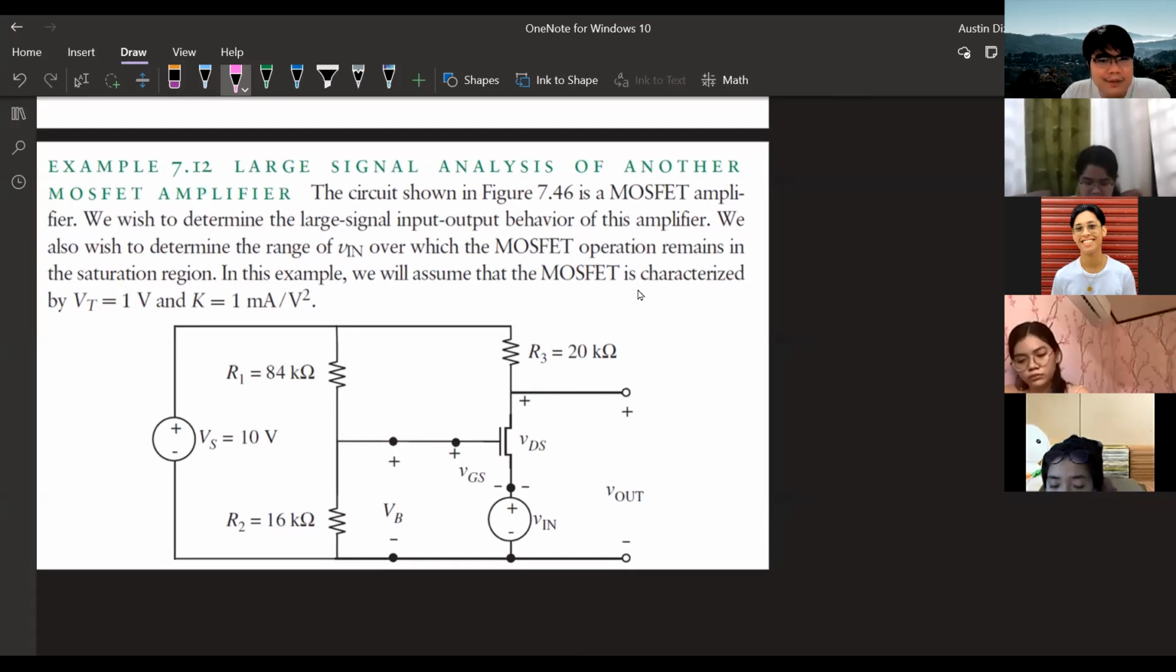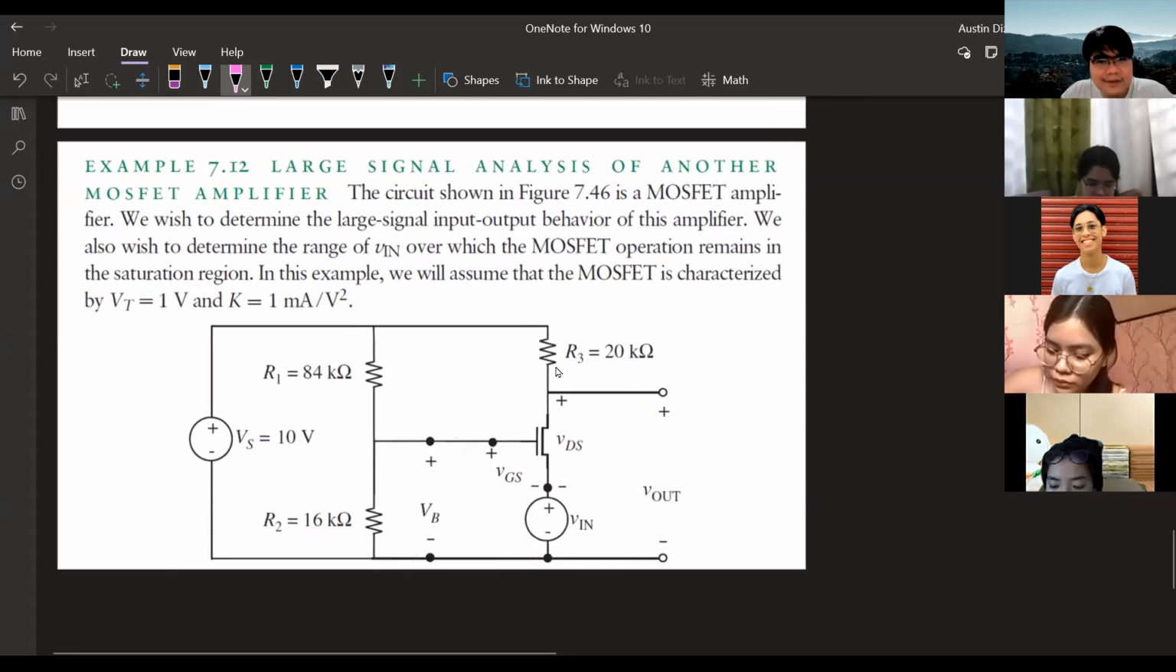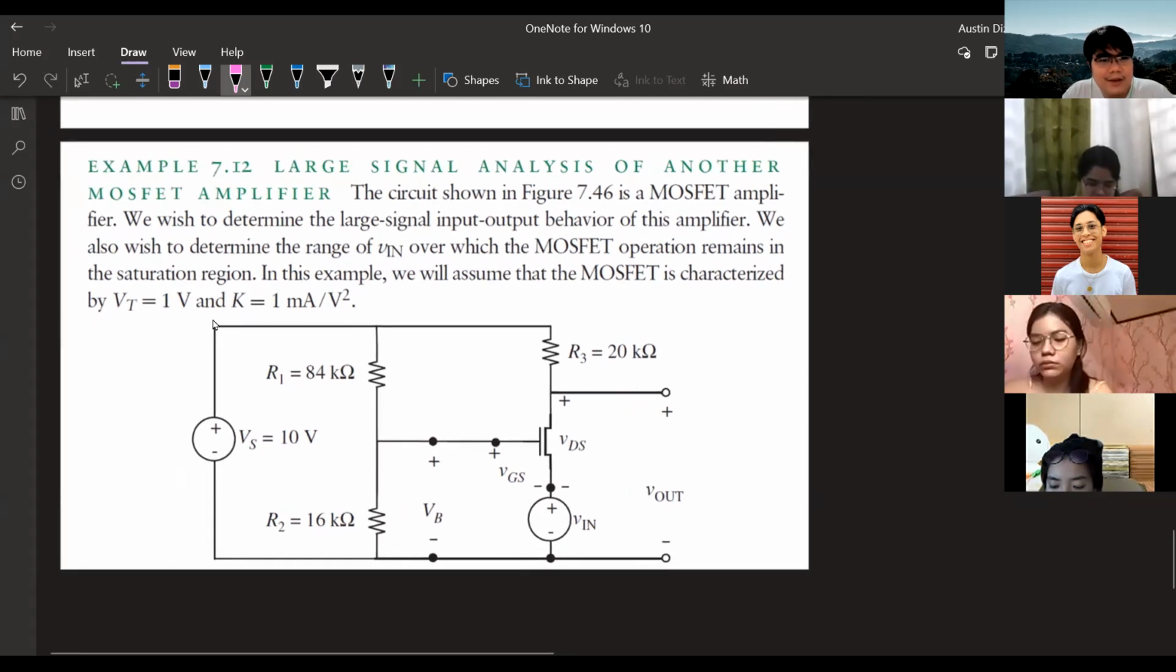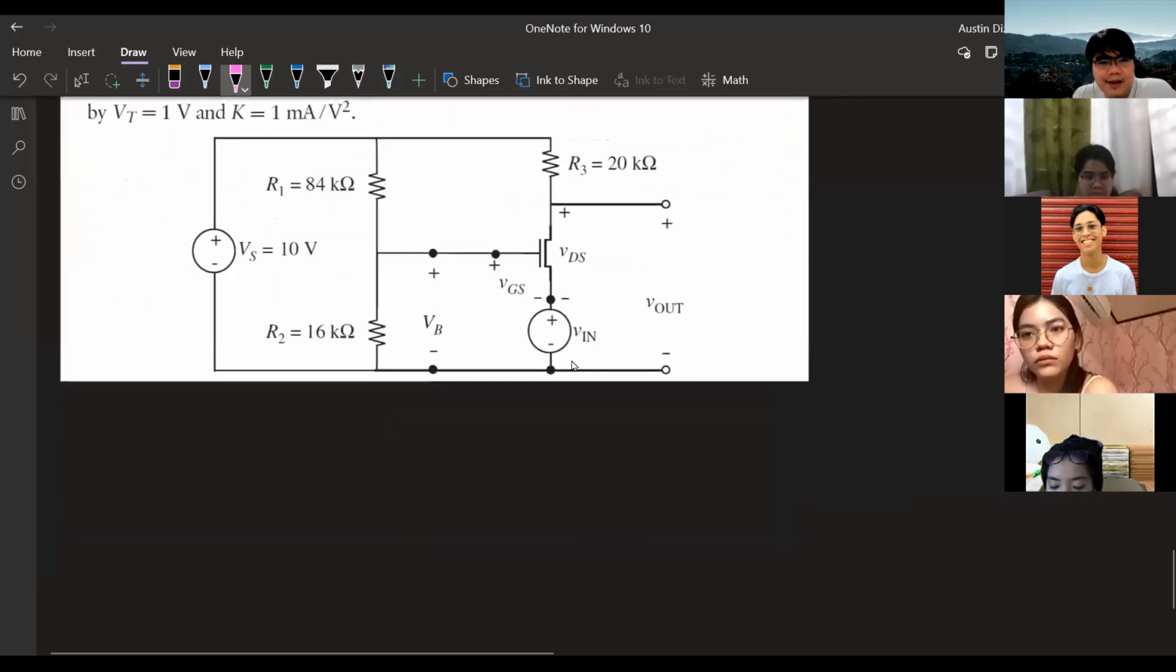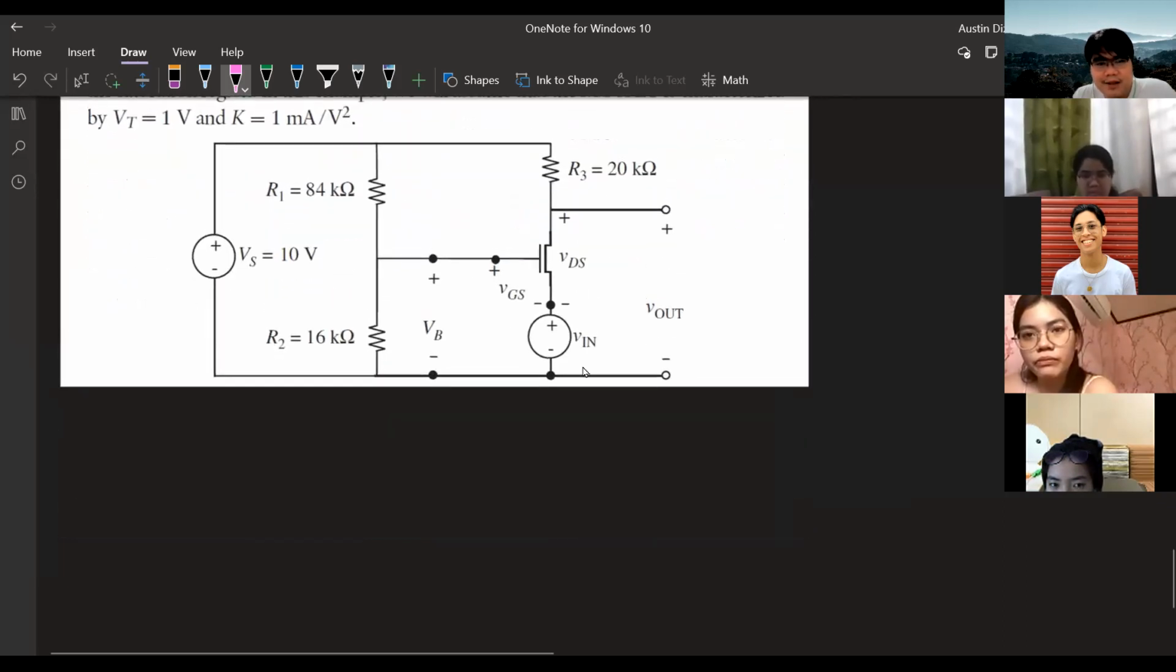So yung mga example sa libro, puro ganito. You're just gonna check if it is in the triode region or in the saturation region. Kasi yung mathematical part niya napakadali lang, di ba? Walang bago. Okay, so given this specs, VT is equal to 1 and then K is equal to 1 milliampere over volt squared. Okay, let's try to understand this circuit.